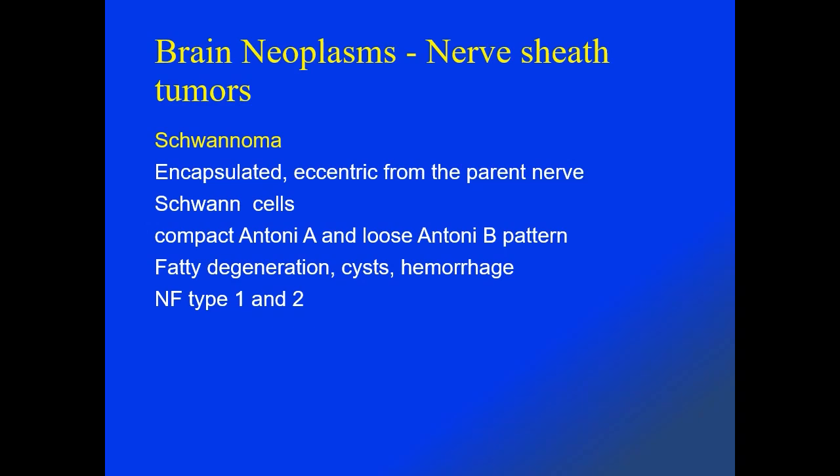Schwannomas. Schwannomas arise from Schwann cells, and the tumors are encapsulated and arise eccentric from the parent nerve. The tumors demonstrate both compact Antoni A and loose Antoni B patterns of organization. They can be associated with fatty degeneration, cystic changes, and intratumoral hemorrhage. They can be found in patients with both neurofibromatosis type 1 and type 2.